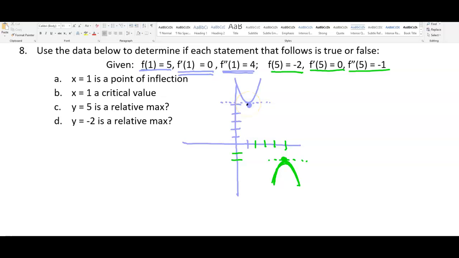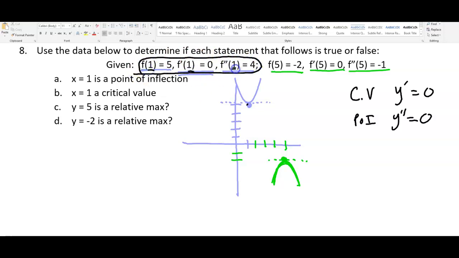So right here you guys got to be careful. A lot of students get critical values and points of inflection mixed up. Critical values are where y prime equals 0. Points of inflection are where y double prime equals 0. Now, for x equals 1, that's this set here where the x equals 1, right? Which one equals 0? It's the y prime, right? So x equals 1 is not a point of inflection, but it is a critical value.